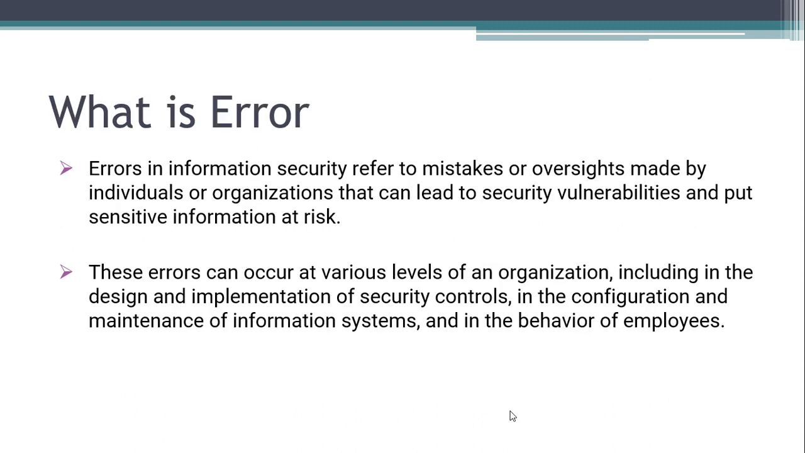Now, what is error? Error in information security refers to the mistakes or oversights made by an individual or organization that can lead to a security vulnerability and put sensitive information at risk. Basically, error can occur at various levels in the organization, like design level, implementation level, configuration management level, etc. They are also caused by the employees' behavior.